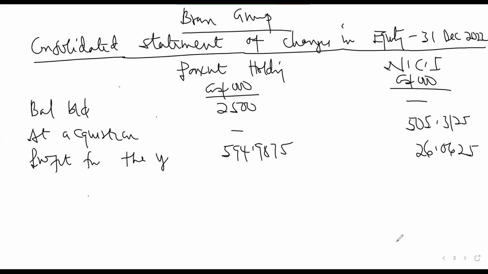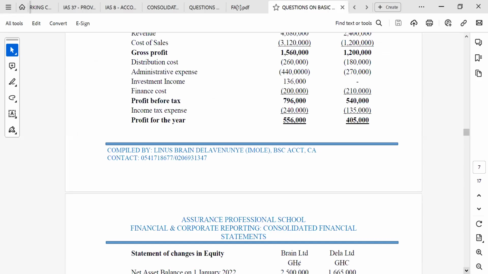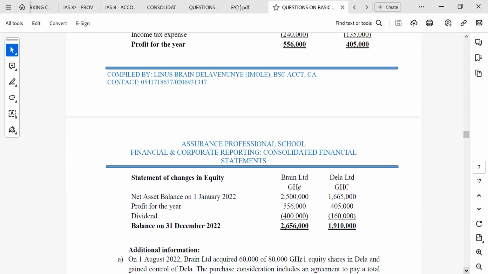Then we come to dividend paid by the parents. What is the dividend paid by the parents? That has been given to us. Dividend paid by the parents will come as a reduction. So what is the dividend paid by the parents?